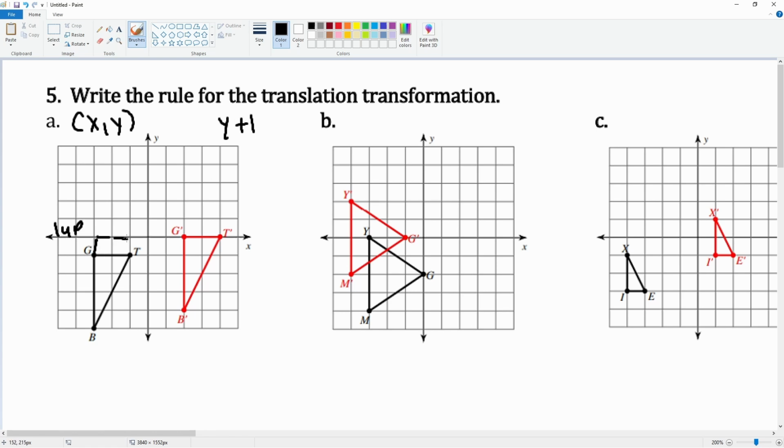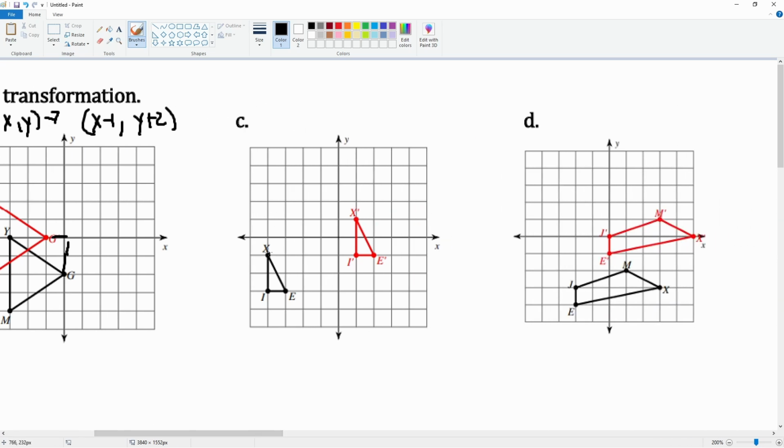Then it's 1, 2, 3, 4, 5 to the right. Plus 5 to the right. That is the rule. Next, let's do G to G prime. So (X, Y) arrow. Looks like it went up 2, so Y plus 2. And then it went left 1, so X minus 1 to represent the left 1.